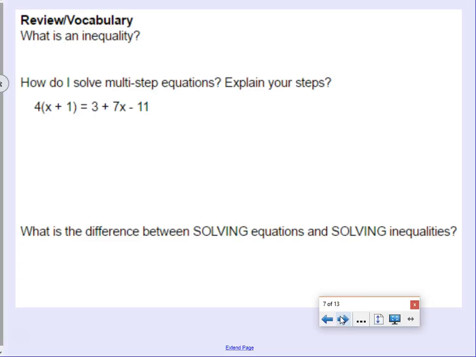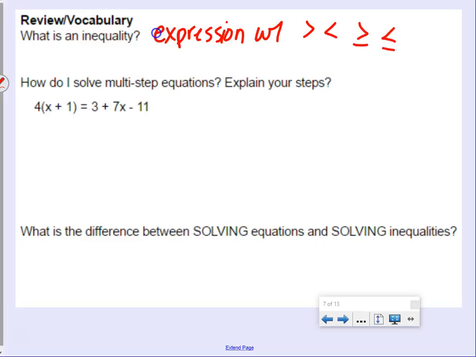Review. What is an inequality? It is an expression with the signs greater than, less than, greater than or equal to, less than or equal to. How do I solve multi-step equations? So we're going back to that multi-step equations piece to review before we go into inequalities.